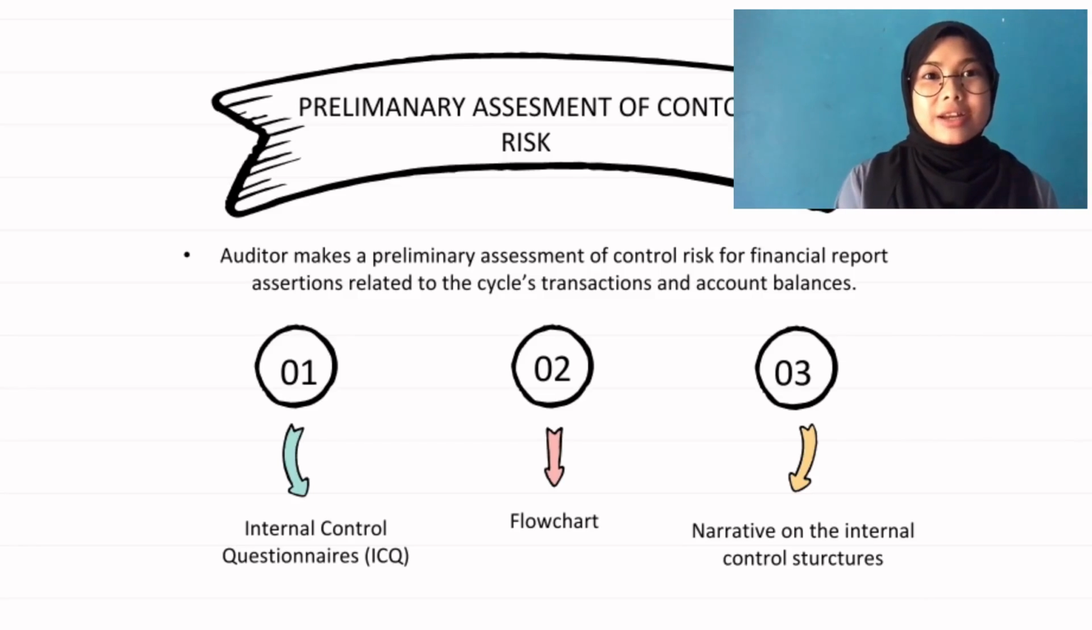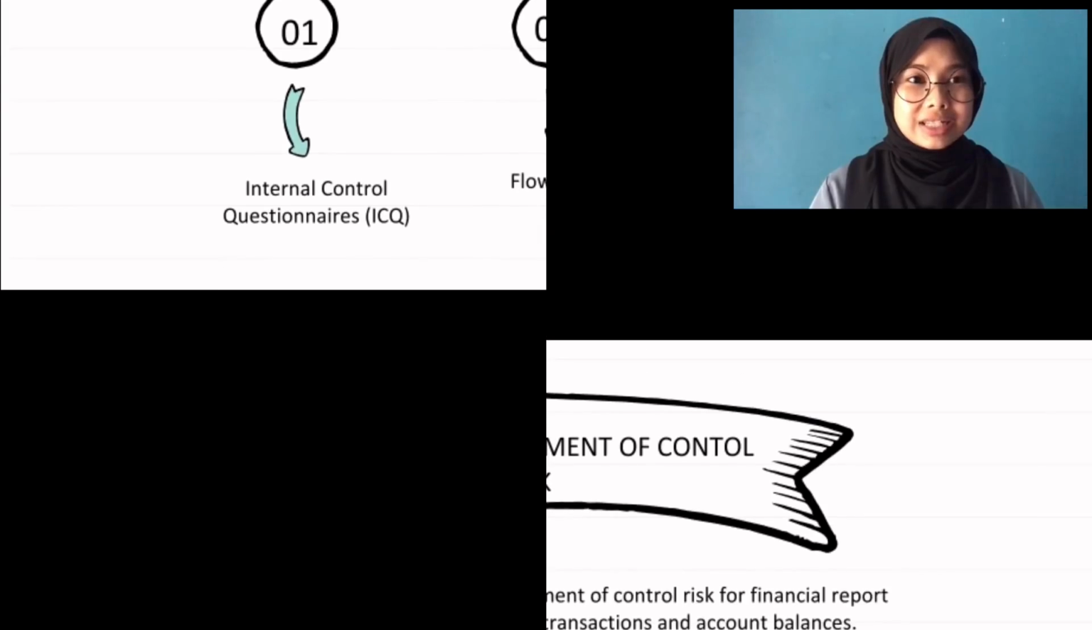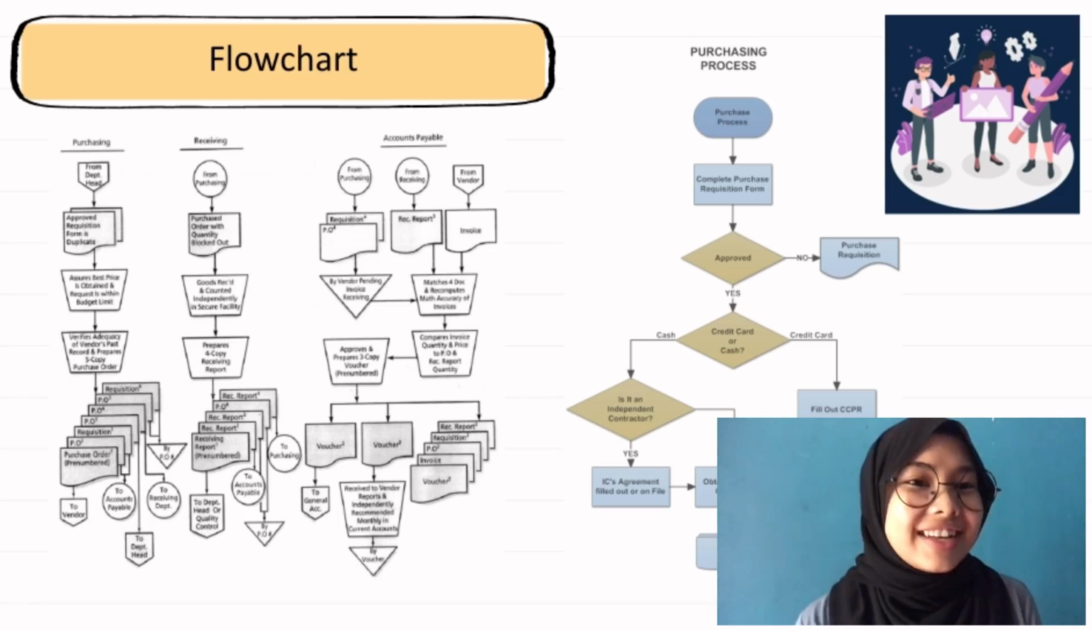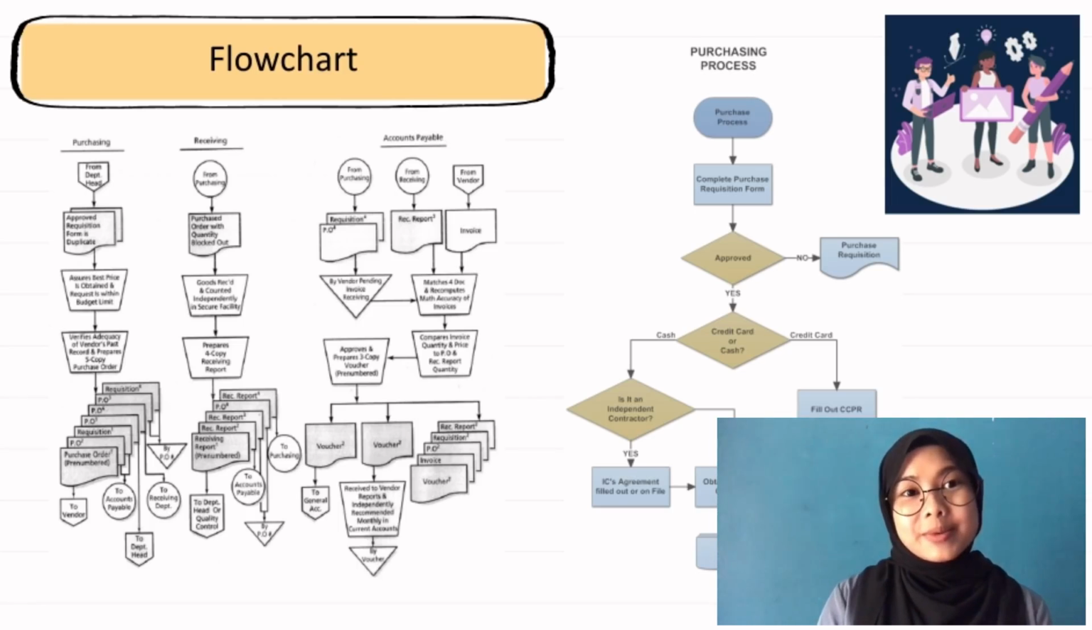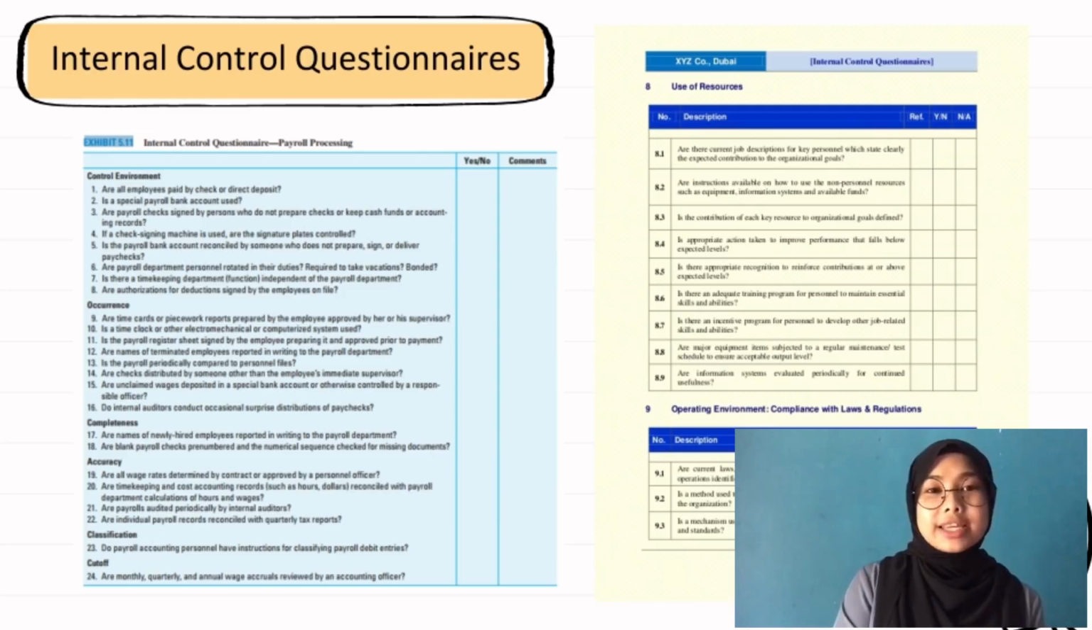After obtaining an understanding of the internal control structure that applies to the revenue and receipt cycle audit, the auditor makes a preliminary assessment of control risk for financial report sections that relate to the cycle transactions and account balances. Here we have three tools, which are the internal control questionnaire, ICQ, flowchart, and narrative of internal control structure. As you can see in the example of the flowchart, the auditor should understand the control over purchases and payables by preparing a written description of the flowchart. For the ICQ, the auditor may complete the ICQ to check whether controls for purchases and payables are implemented appropriately and effectively.